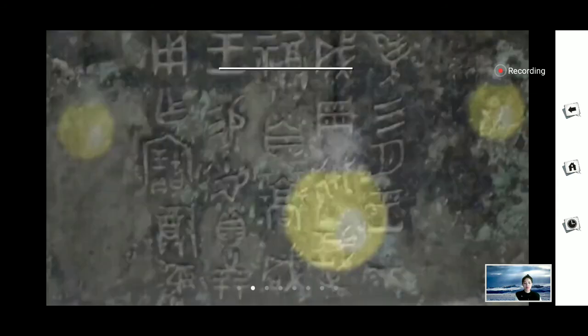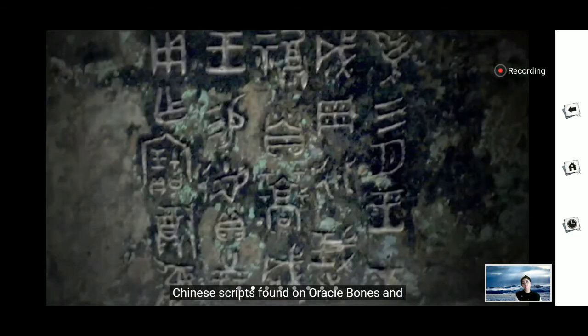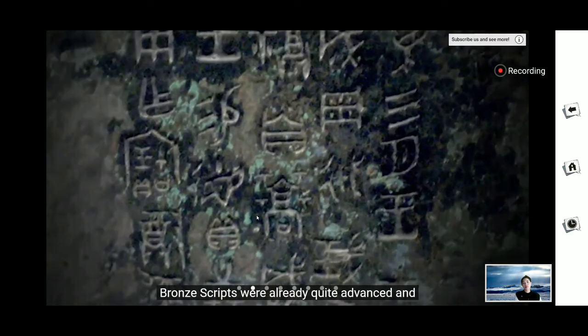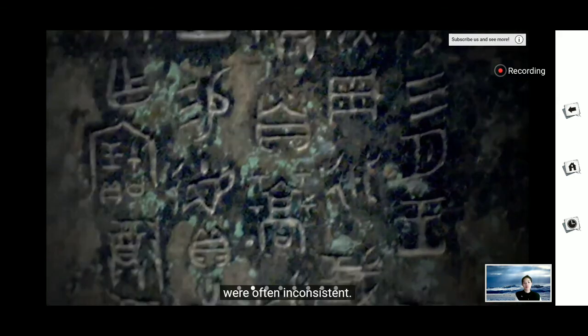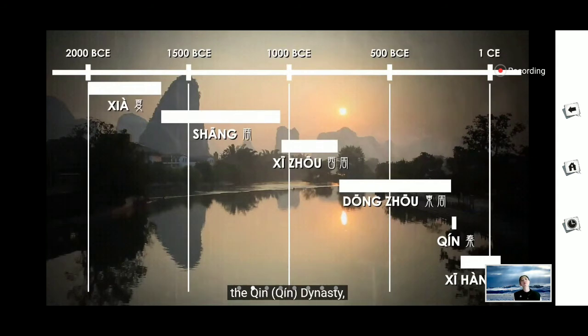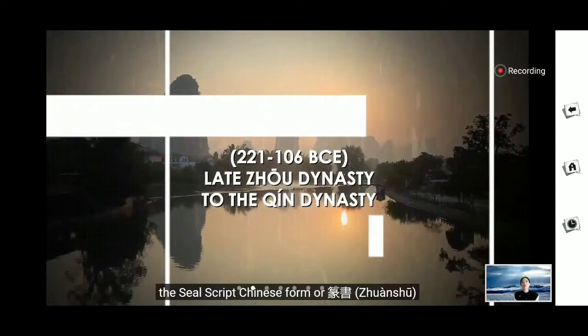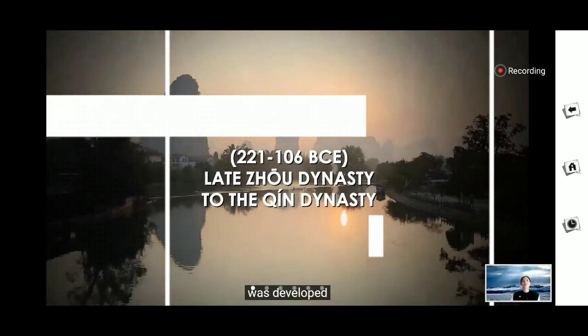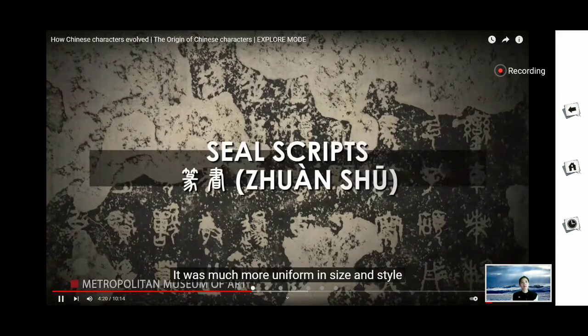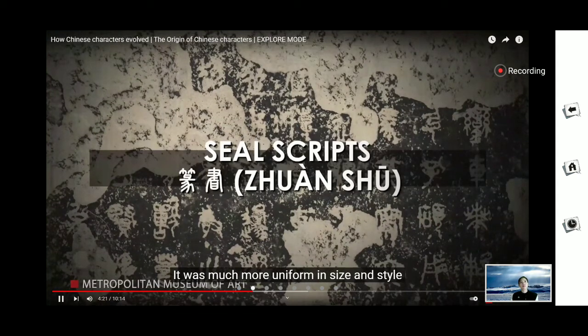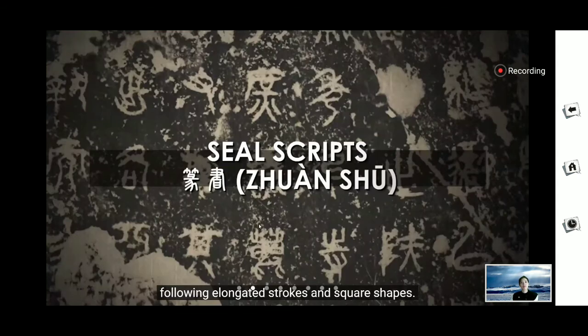Chinese scripts found on oracle bones and bronze scripts were already quite advanced and functional for their time, but the characters were often inconsistent. Spanning through the late Zhou dynasty to Qin dynasty, roughly from 221 to 206 BCE, the seal script Chinese form, or 篆书, was developed. It was much more uniform in size and style, while still maintaining a pictographic essence, following elongated strokes and square shapes. These characters were typically carved onto stone or jade to create imperial seals.